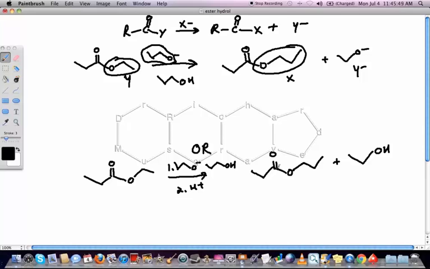Now the other variation on this one is that in the second step we can add H plus, and that would protonate the alcohol as well. I'll show you both. Let's take a look at the first one. So in the first step you can see that the O negative will come in and attack, and we know that if we've got a choice between two things, it'll always be the charged species that will attack, not the uncharged one.